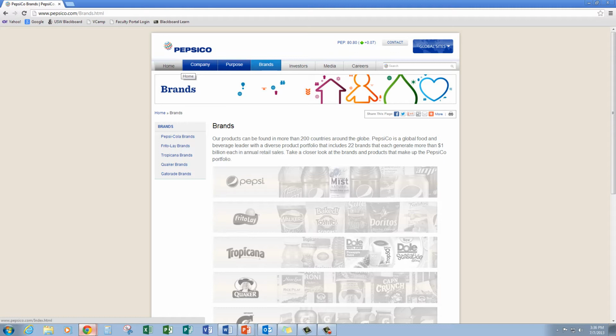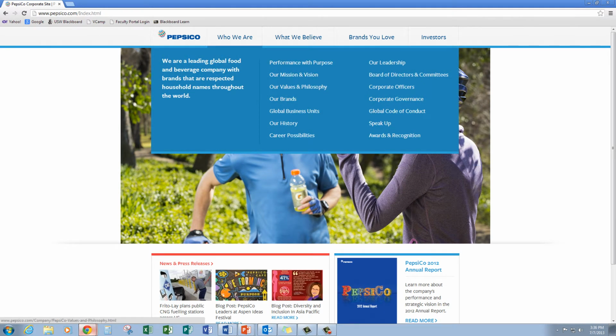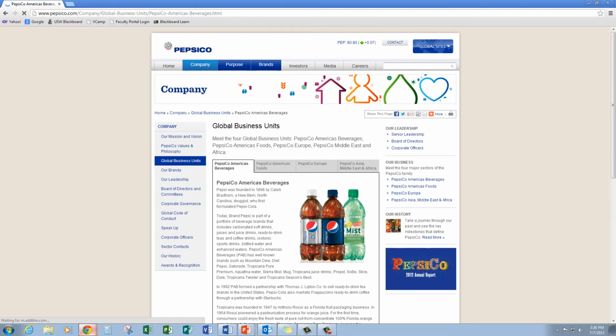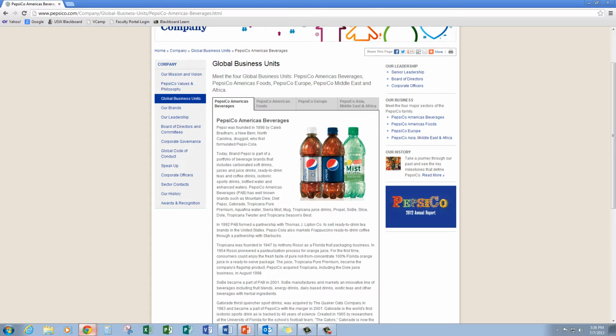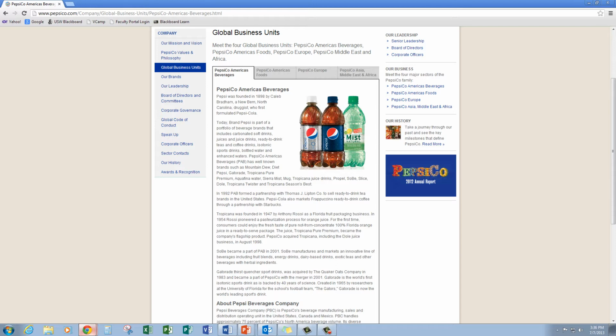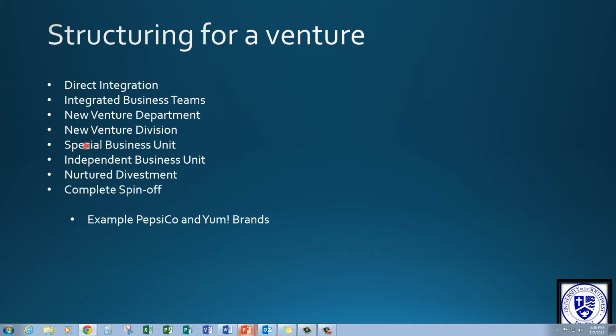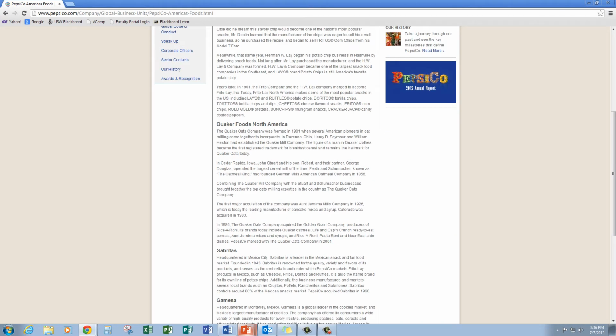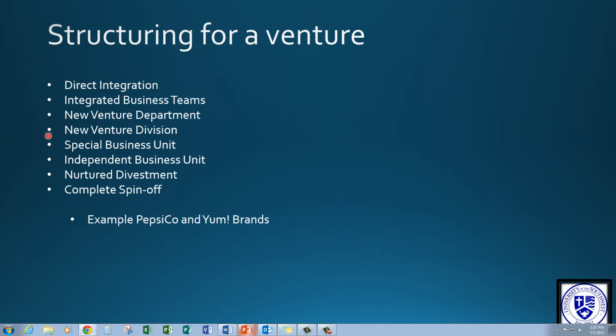Now, really, you can get an idea of how they operate by looking at their structure. They have what they call global business units, which is PepsiCo Americas Beverages, comprised of these brands: Mountain Dew, Diet Pepsi, Gatorade, Tropicana. And so you can see that this particular structure is pretty much an independent business unit. They're kind of set up as business units here. We'll see the same thing with PepsiCo Americas Foods, which has Frito-Lay, Quaker, and a few others down here. So PepsiCo is a very interesting way of demonstrating how we structure for a new venture.